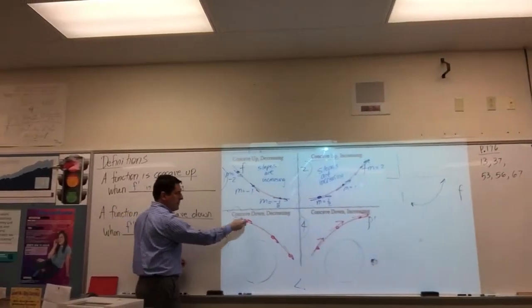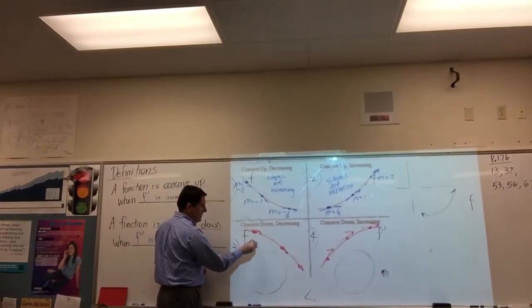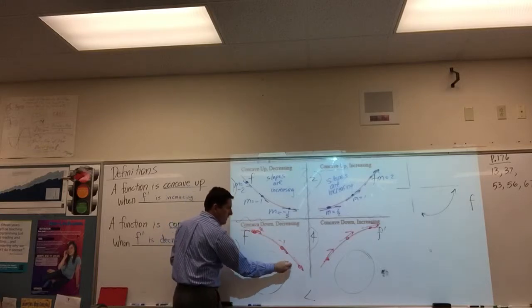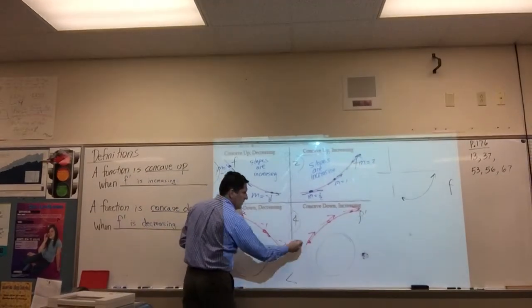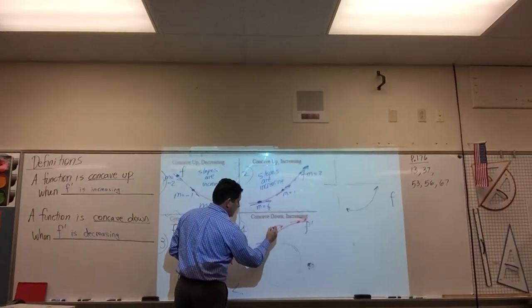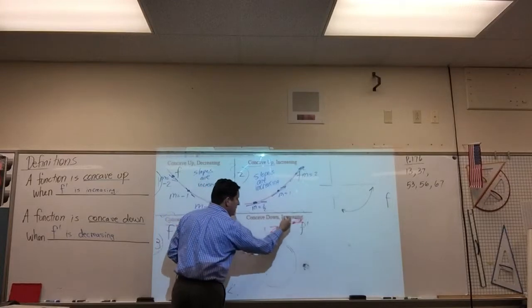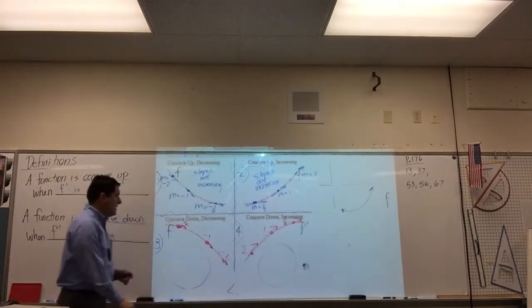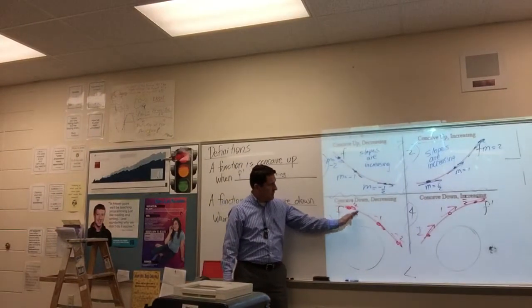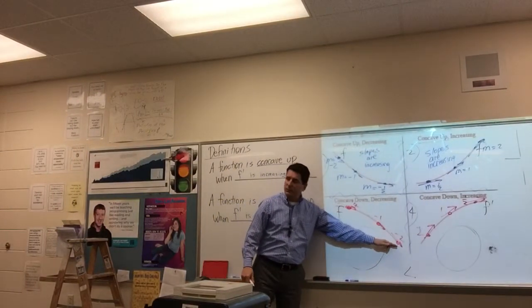So I'm going to slap slopes on these. This is maybe -1/2, -1, -2, 1, probably 2, 1, 1/2 roughly. Look at the slopes. The slopes are decreasing. -1/2, -1, -2. They're going down.